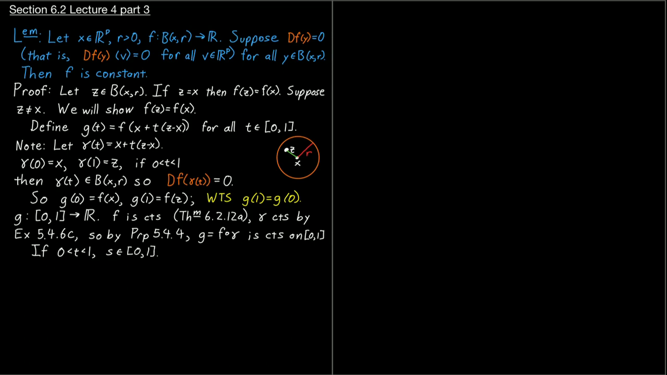So let's grab any 2 points in a domain. T is going to be an interior point. Then what we've got is that g of s, that's f of gamma of s. Now we can use our formula for the derivative of f. That's f of gamma of t plus dF of gamma of t.